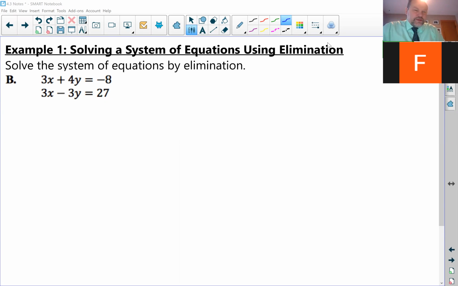3x plus 4y equals negative 8. 3x minus 3y equals 27. Notice here we do not have opposites. However, we have the exact same coefficient with our x's. So when that happens, what we can do is multiply one of our equations by negative 1. It doesn't matter which one you choose. I'm going to choose the bottom one. I'm going to multiply everything by negative 1.